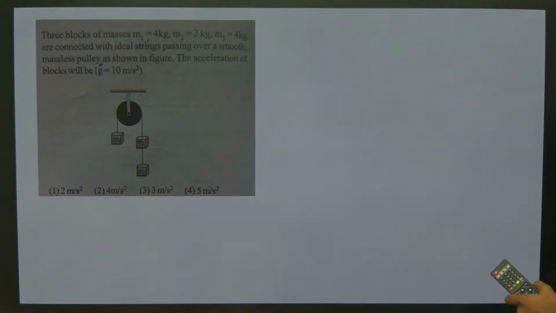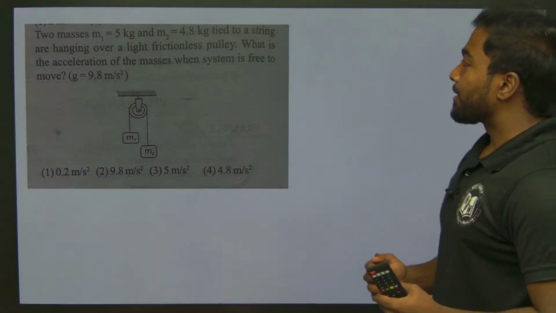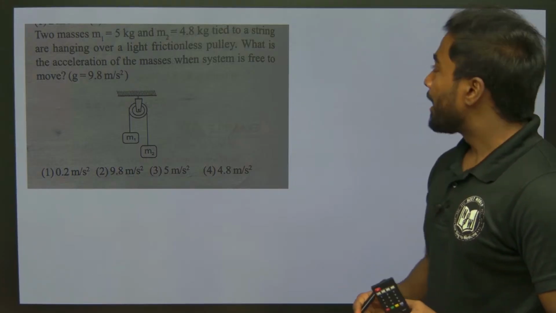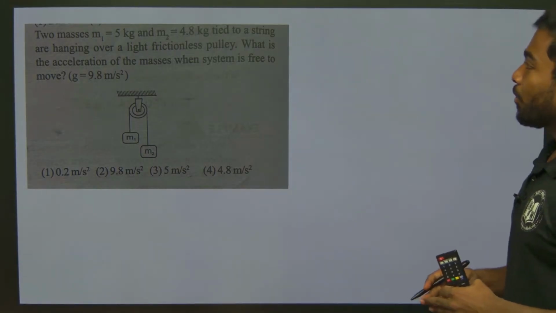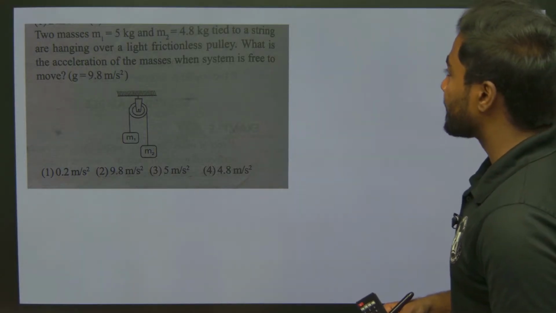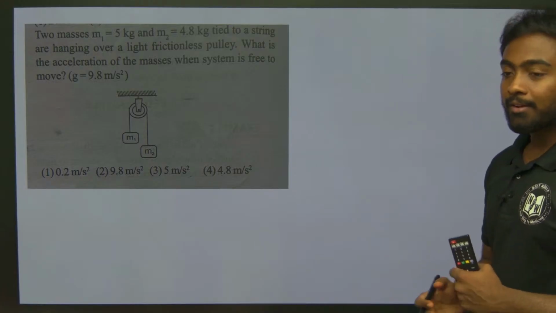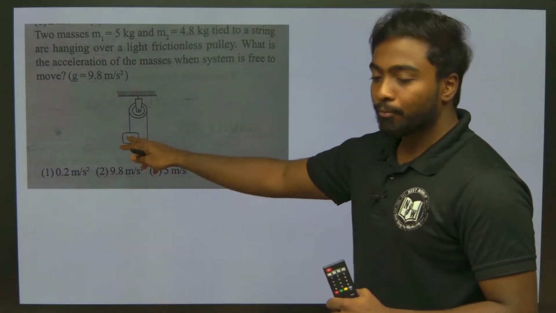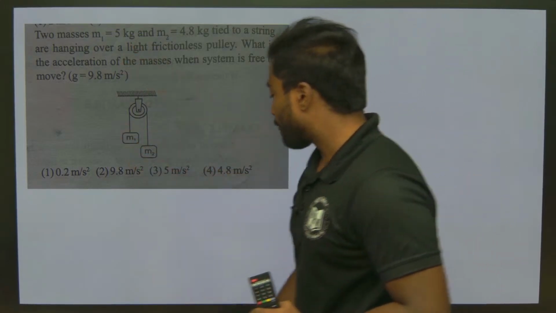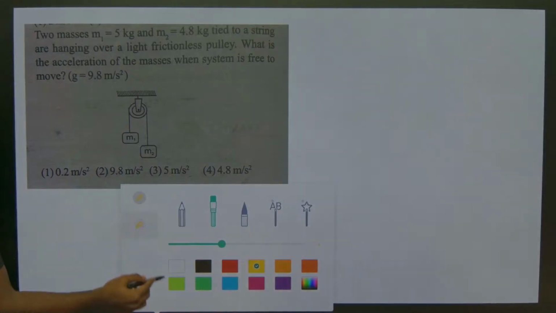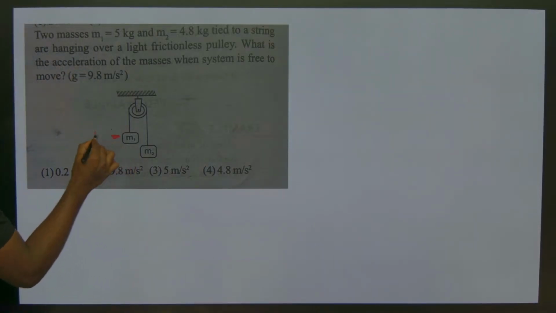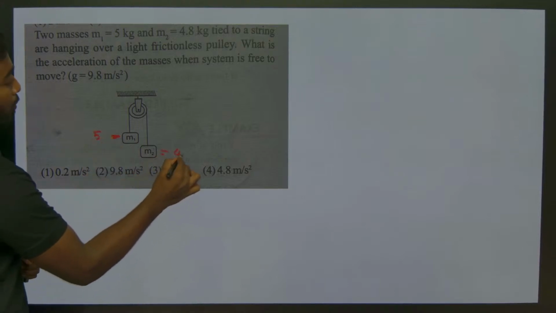Now the next question is: two masses M1 equals 5 kg and M2 equals 4.8 kg, tied to a string, are hanging over a light frictionless pulley. What is the acceleration of the masses when the system is free to move? When the system is free to move, I need to denote the masses here first. If M1 is equal to 5, this is 5 kg and this one will be 4.8 kg.